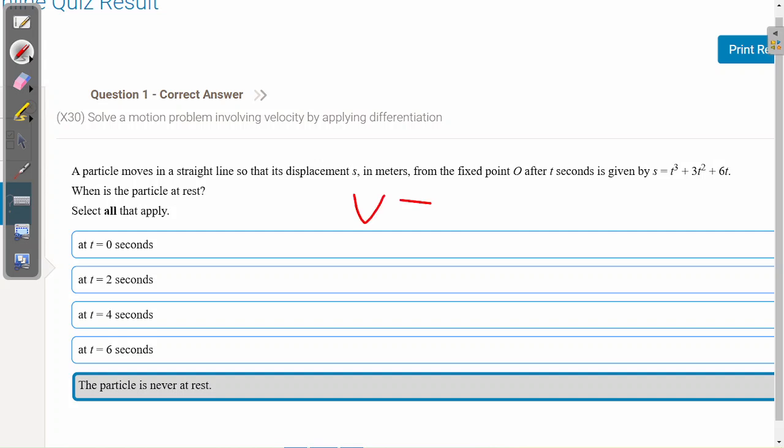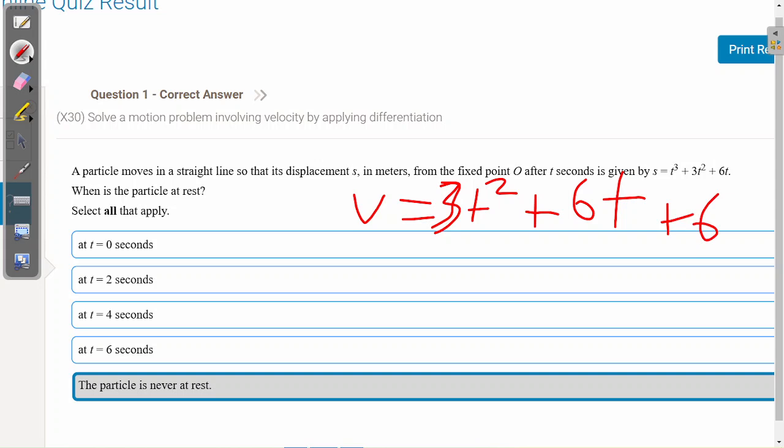So v equals, remember to derive, you bring the power down and minus by 1. So t cubed will become 3t squared, 3 minus 1 is 2. Plus 3t squared, you bring the 2 down, it will be 2 times 3, 6, and then it will be t, then plus 6, the t will go away.